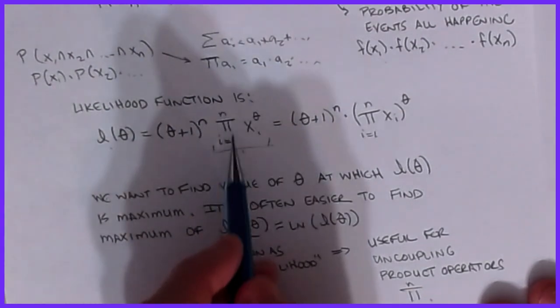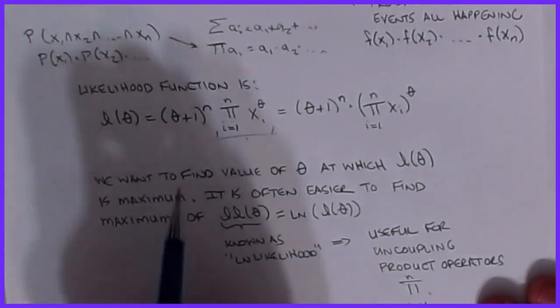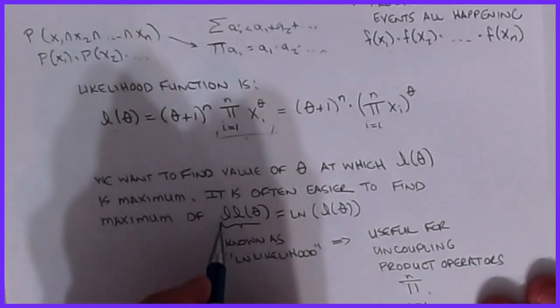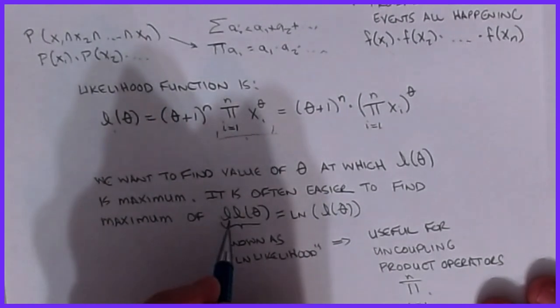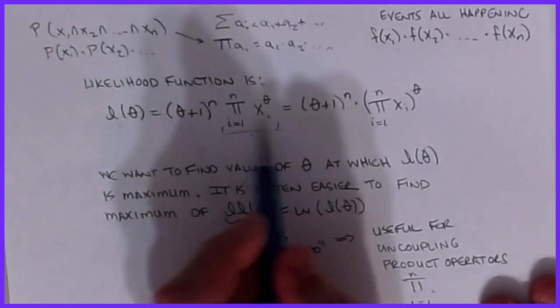Okay, so anytime you see a product operator, a natural log is often a good solution. So if I take the natural log of both sides of this, we're going to write this as an LL, as a script L. Basically, it means that this is the natural log likelihood function. It would then be the natural log of this thing. And when I do that, it uncouples all of these terms, all of these products.